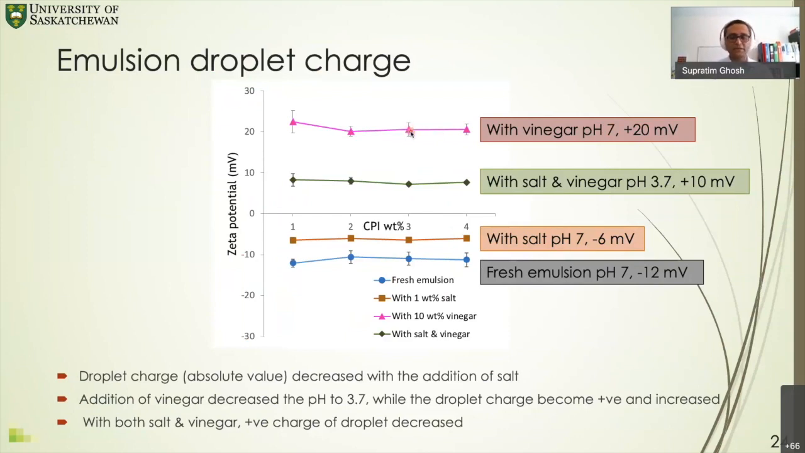And because the charge was higher, the droplets can repulse each other and they were flowing easily because they are no longer attracted to each other. When we added both salt and vinegar, the acidic pH introduced protein denaturation, and protein hydrophobicity increased under acidic pH. And because you have salt, the charge also decreased, and that created a really ideal scenario to create a structured emulsion.